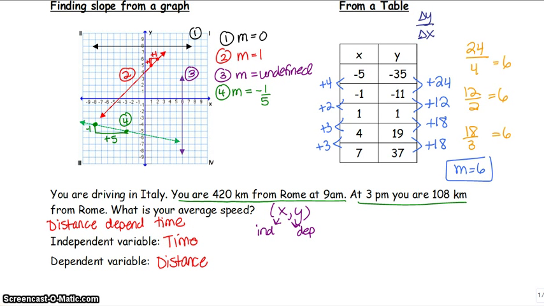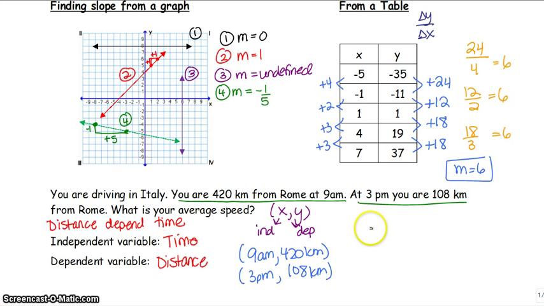So when we write our ordered pairs, your time is going to come first. So our ordered pair we've got is 9 a.m., and at 9 a.m. we are 420 kilometers. Then at 3 p.m. we are at 108 kilometers. So we're getting closer to Rome.